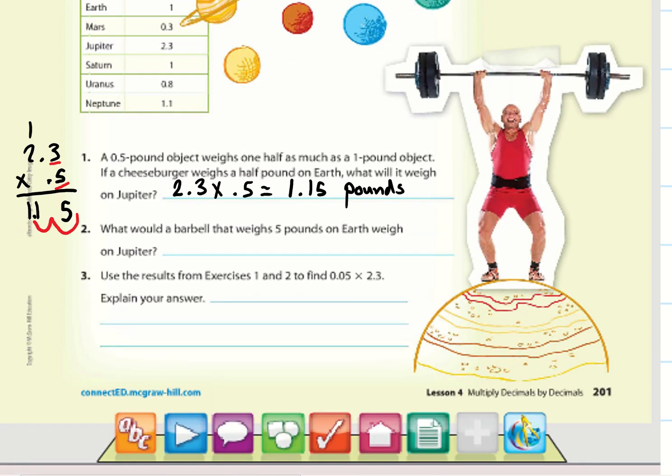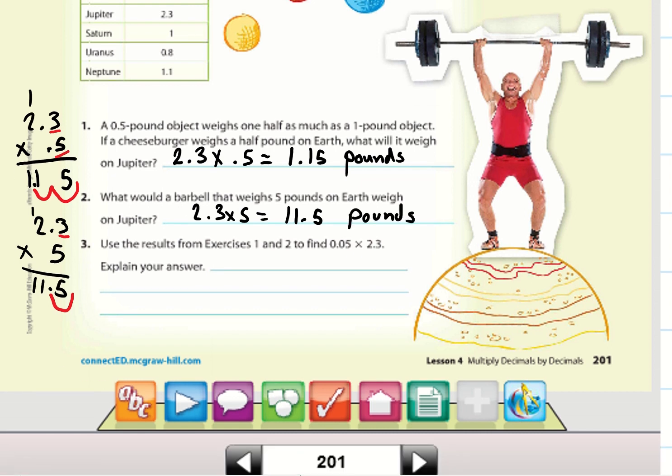Number 2, what would a barbell that weighs 5 pounds on Earth weigh on Jupiter? So we have a barbell that is 5 pounds, and Jupiter's gravity is 2 3/10. So we're going to multiply those together. So 15, 10, 11. We have one number to the right of the decimal, so that means we're going to make one loop for the decimal place. We get 11.5 pounds.